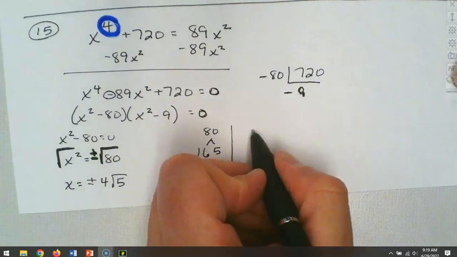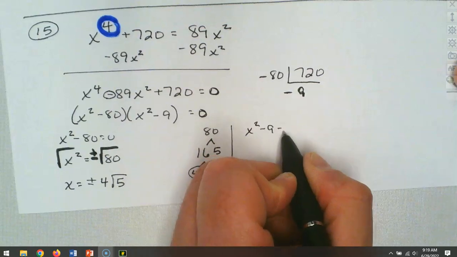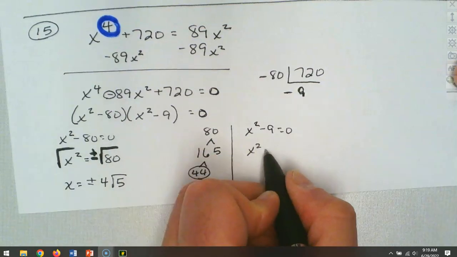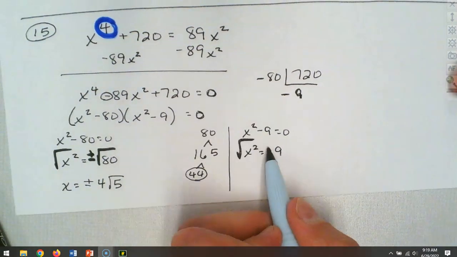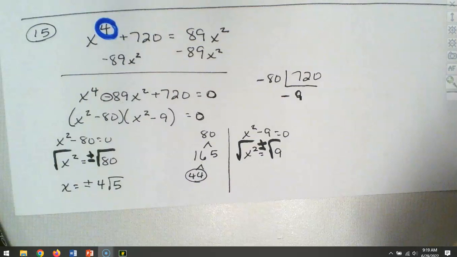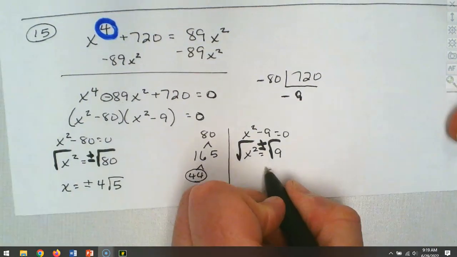Now we do the other one, which is even easier. X squared minus 9 equals 0. So x squared equals 9. We take our square root to get rid of that, and we use a plus or minus. And 9 is a perfect square of 3.